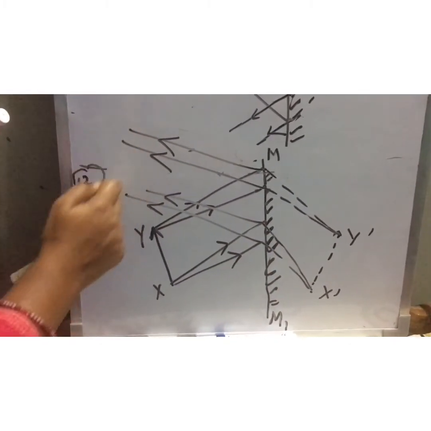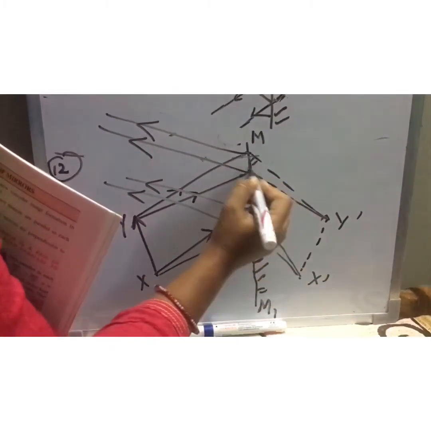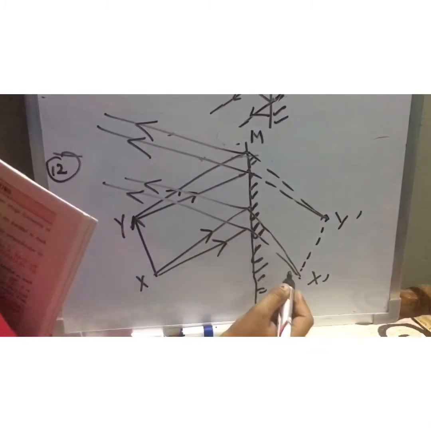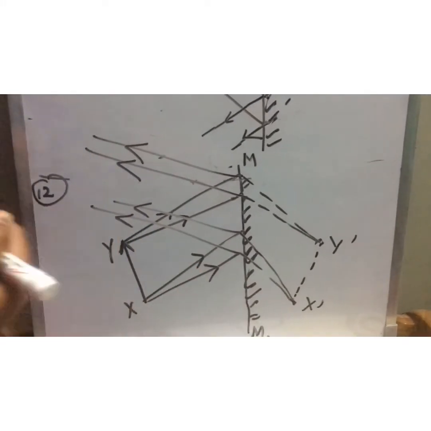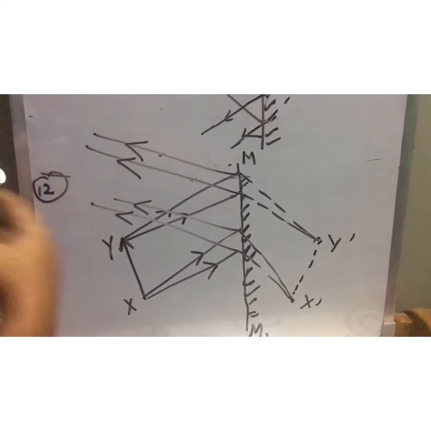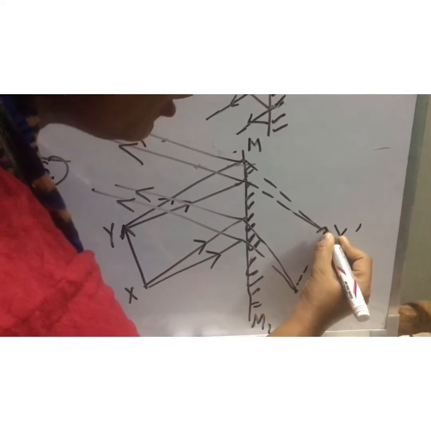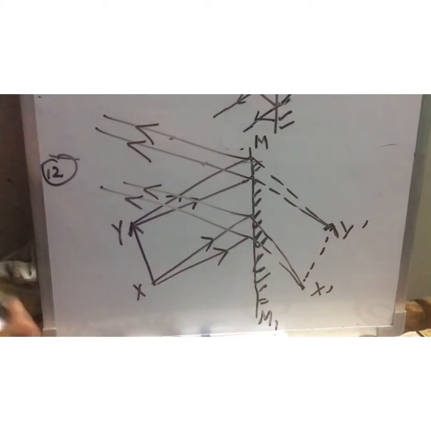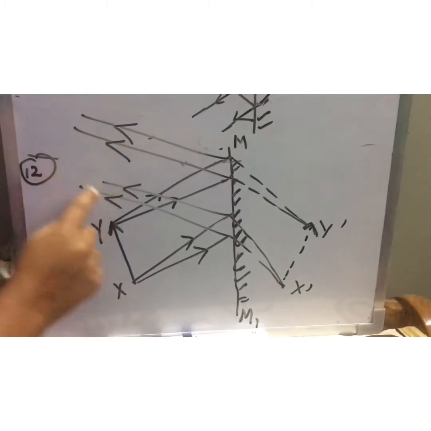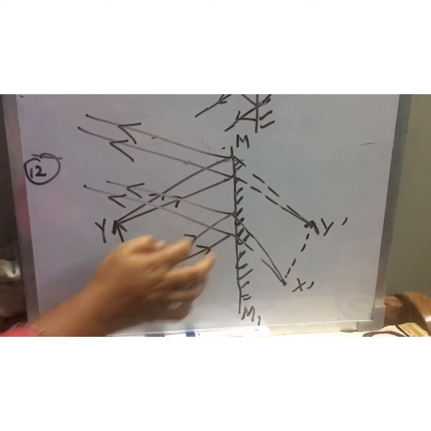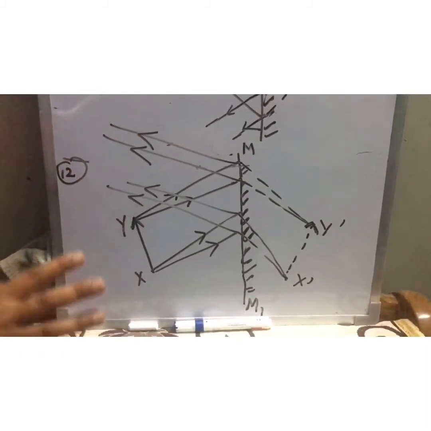Since the reflected rays will not meet anywhere in the same medium, what we have done is extend them back behind the mirror. When we extend them back, we find that the reflected rays are meeting at a point. Where they are meeting, there we get an image of this extended object YX, and we represent it by Y dash X dash, children. Okay, this is the way we draw a ray diagram. See here, everywhere I have marked by arrows which are incident rays and which are reflected rays, and these types of questions come in exams as well.